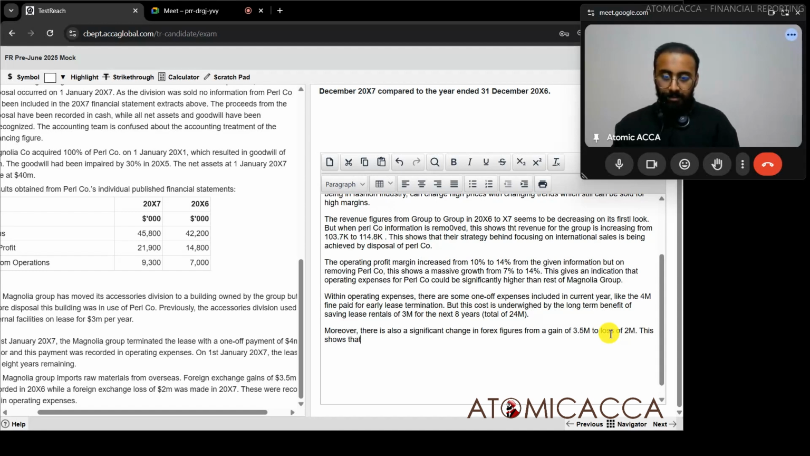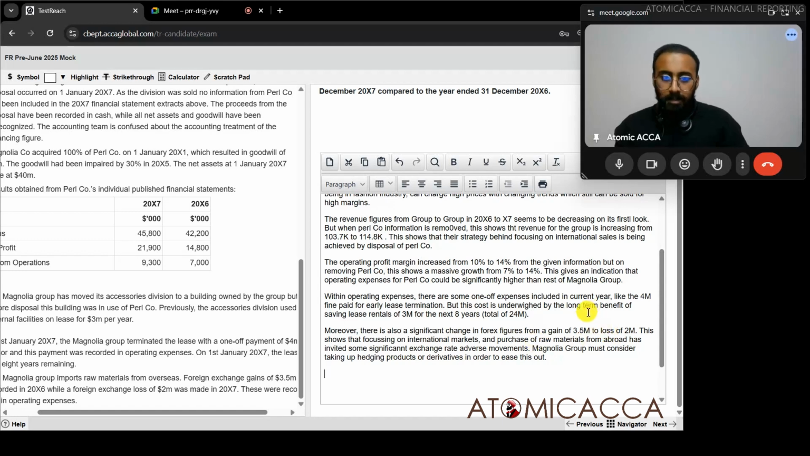This shows that focusing on international markets and purchase of raw materials from abroad has invited some significant exchange rate adverse movements. Magnolia Group must consider taking up hedging products or derivatives in order to ease this out.